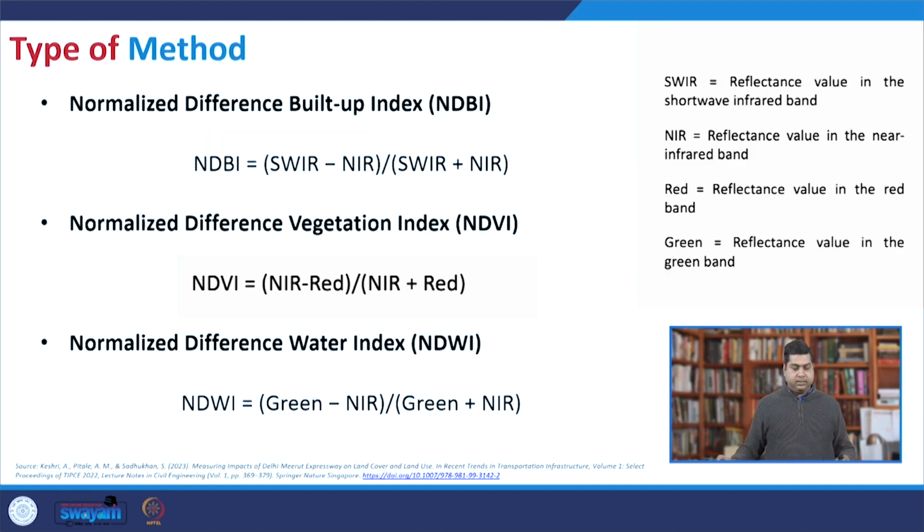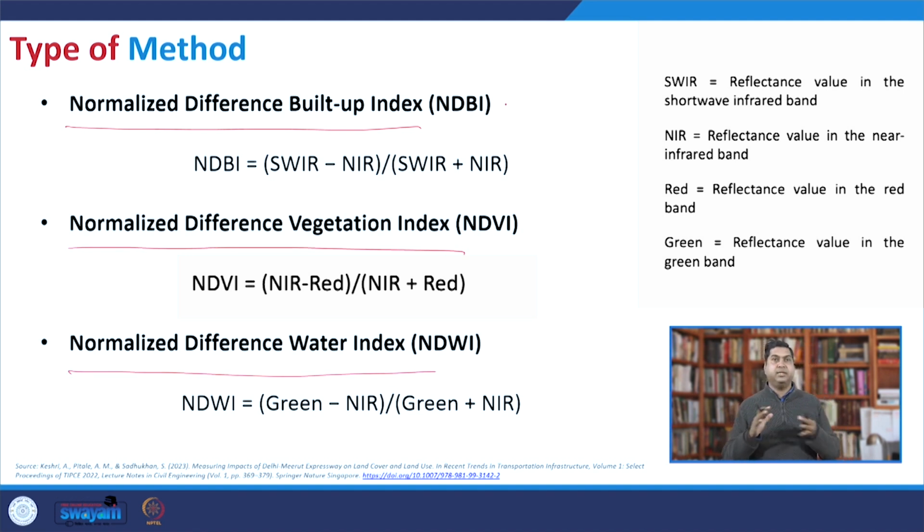Now, these are the 3 indices that we have used: NDBI, which stands for normalized difference built up index, normalized difference vegetation index, and normalized difference water index. The first one is to see the change in the built up, the second one is for the vegetation, and the third one is for the water bodies. Because it's a long corridor, in some places, not everywhere, we have also observed certain changes in the water body.